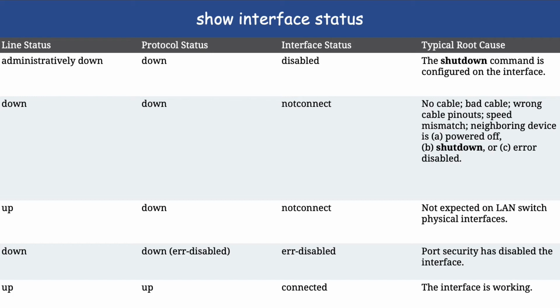This is something that we will understand later. In certain scenarios, the switch administratively shuts down the interface due to an error state, due to some problem. These problems we will discuss later, but it's usually due to a problem in port security. And the last status is if the line status is up and the protocol status is up, that is the interface is connected, the interface is working, and everything is good.